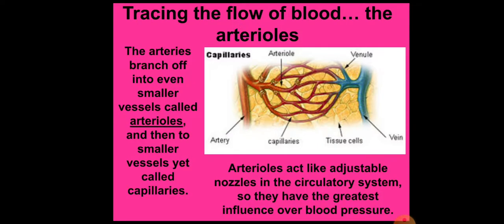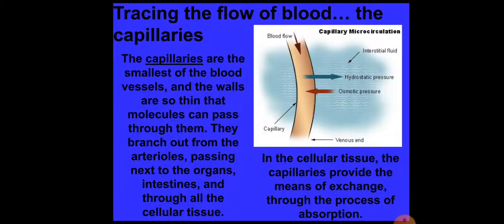The arteries branch off into smaller vessels called arterioles, and then to smaller vessels yet called capillaries. Arterioles act like adjustable nozzles in the circulatory system, so they have the greatest influence over blood pressure. The capillaries are the smallest of blood vessels, and the walls are so thin that molecules can pass through them. They branch out from the arterioles, passing into the organs, intestines, and throughout all the cellular tissue. In the cellular tissue, the capillaries provide the means of exchange through the process of absorption.